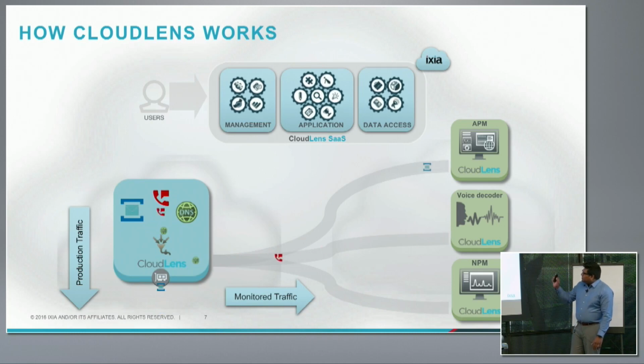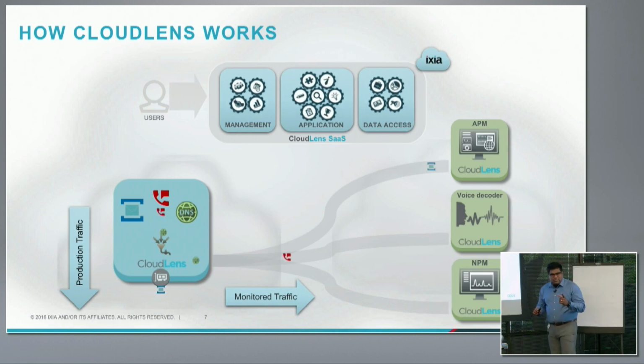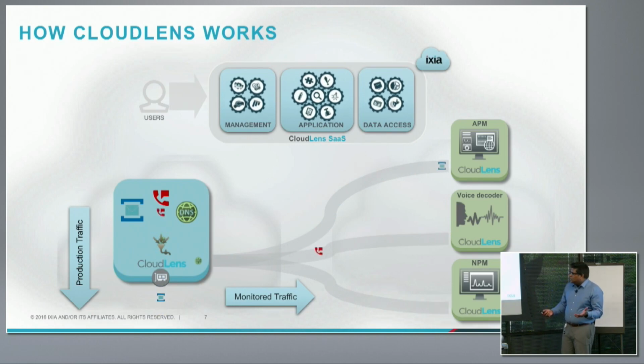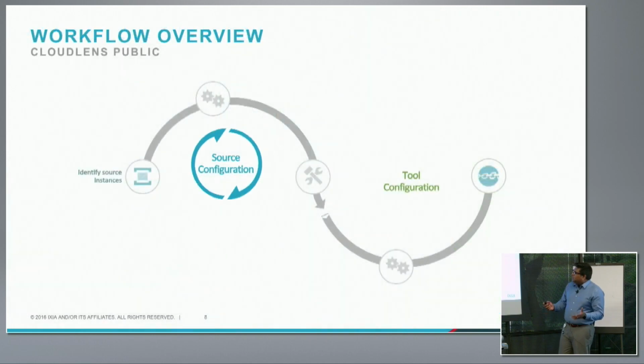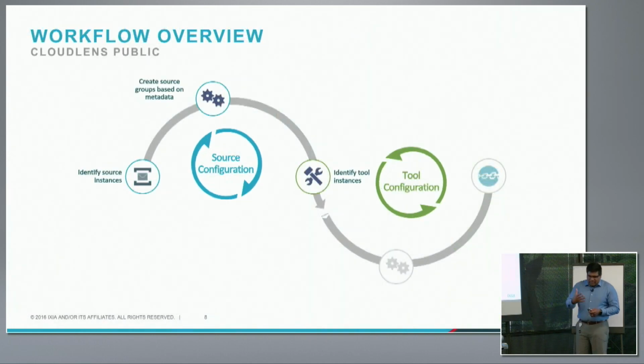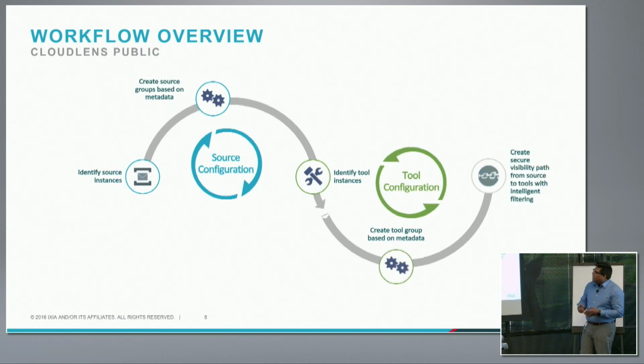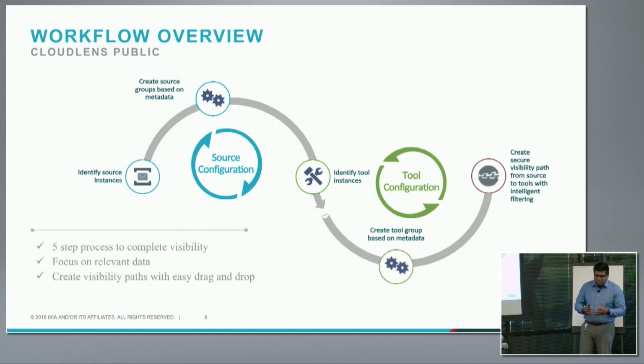Now, what you're seeing right now is how you can bring in traffic from a single instance, and you can send it across to multiple tools. But in a cloud infrastructure, we are talking about hundreds of workloads, or hundreds of thousands of workloads. So how do we do that? This is how we operate. This is the workflow. Based on the metadata that we ingest, we allow the users to create what's called intelligent grouping algorithms.